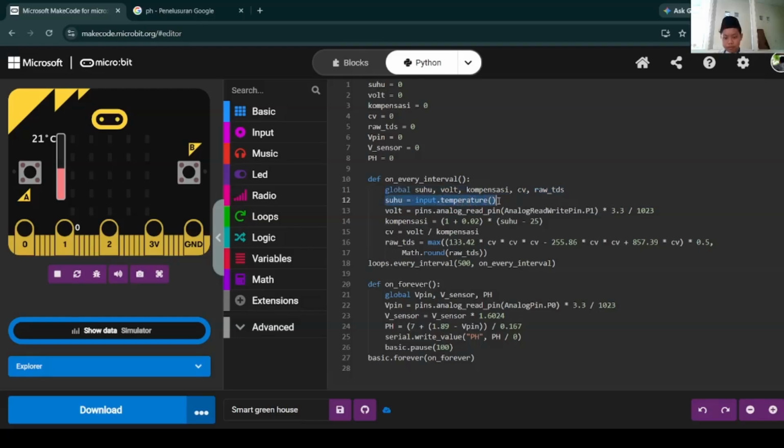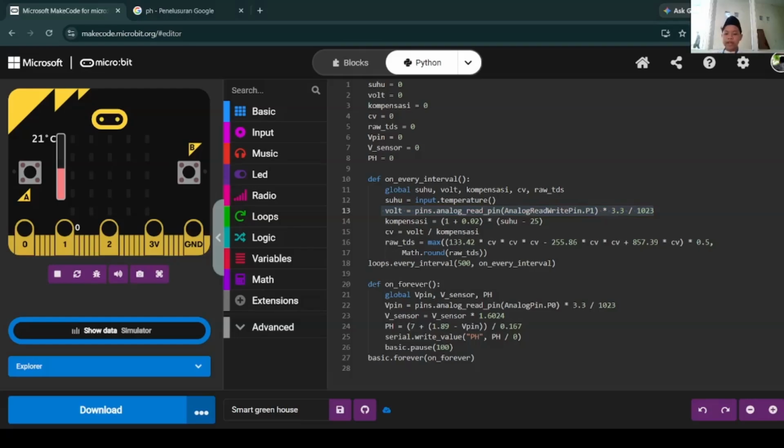And after that, this code tells us to read the temperature from the microbit temperature sensor, and the result will be stored in the variable suhu. For example, if the microbit shows data 28, that means the temperature is 28. And I read the volt pins, this one.